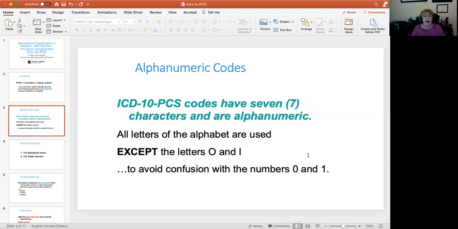And they are alphanumeric, which is just a fancy way of saying letters and numbers are both used. Except for the letters O and I, because when they created this code set, they said the letter O and the letter I can easily be confused with the number 0 and the number 1. So we won't use those 2 letters. Isn't that amazing that they actually thought of that?